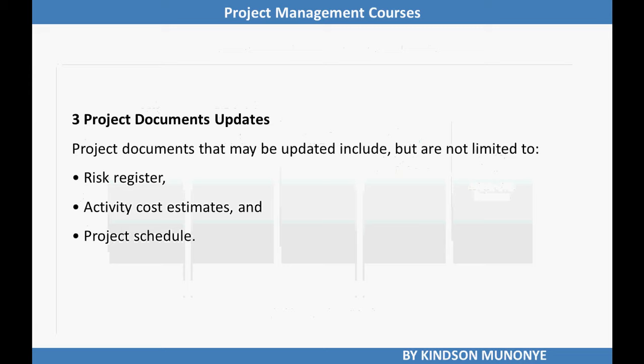Alright, let's now look at the third output of the determine budget process, and that is project document updates. Project documents that may be updated include risk register, activity cost estimates, and the project schedule. So this is where we wrap it up on the determine budget process.